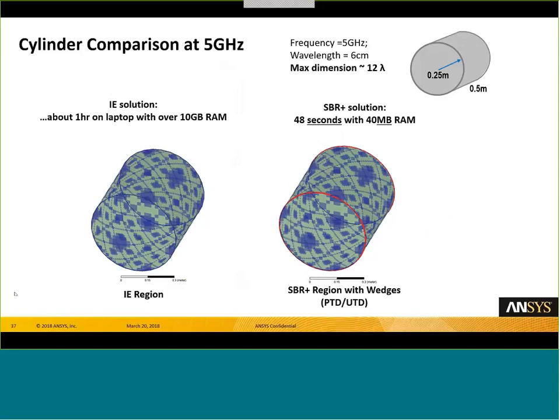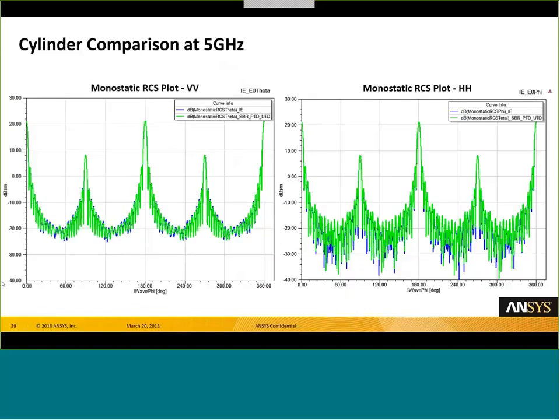Another example is with our cylinder. You can see the electrical dimensions called out, same frequency. If we look at the IE solution, it takes about 1 hour on a laptop with about 10 gigabytes of RAM. And the SBR Plus solution is taking about 48 seconds with 40 megabytes of RAM. And the agreement for both VV and HH polarizations is extremely good.